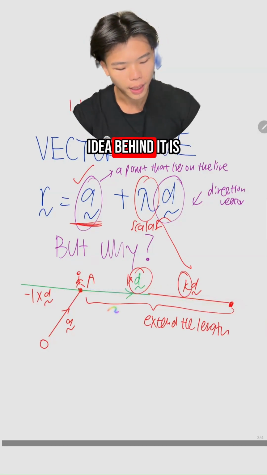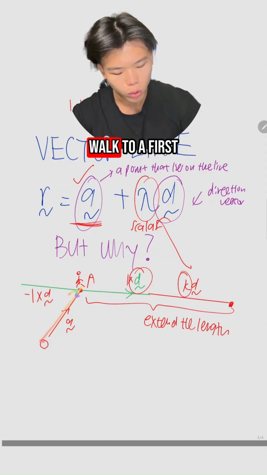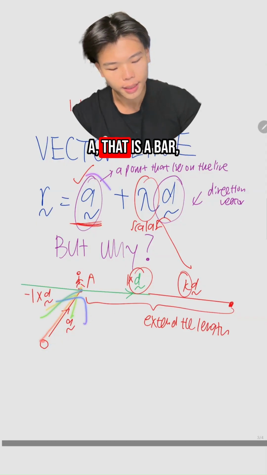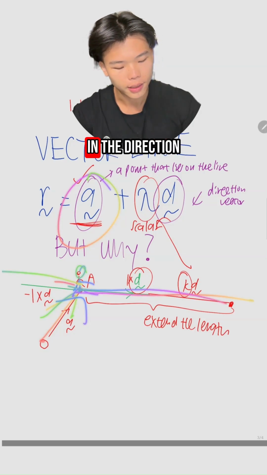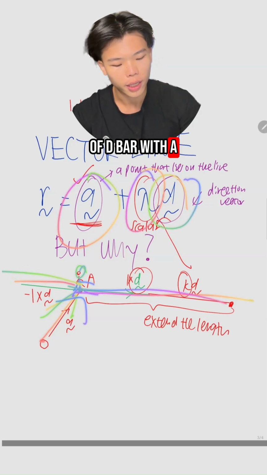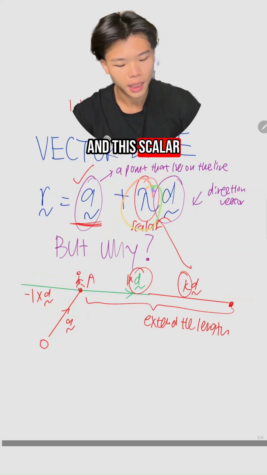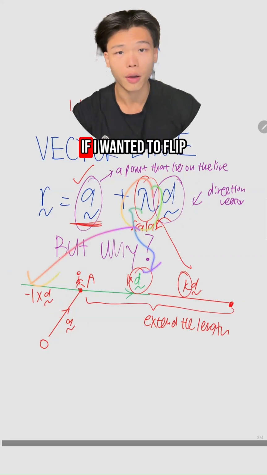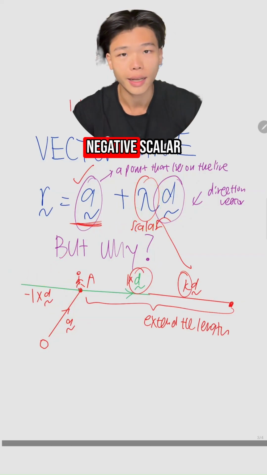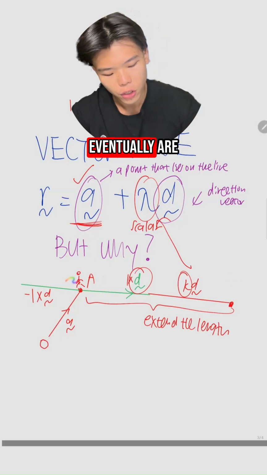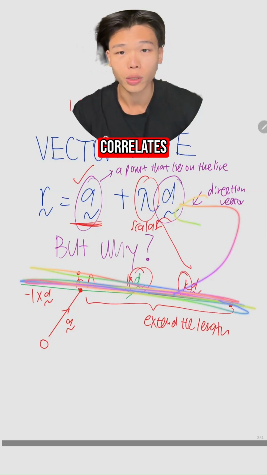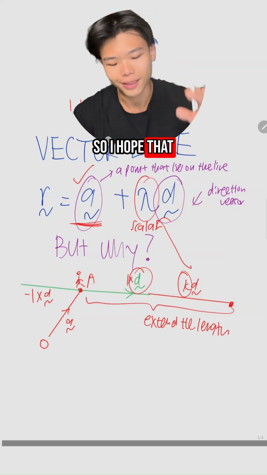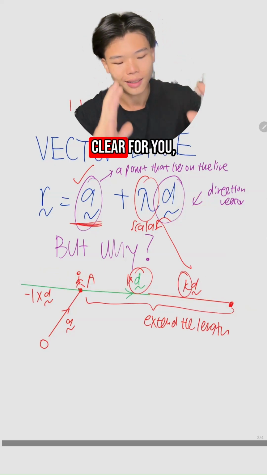So the whole idea behind it is that from O, I can walk to A first. When I walk to A, that is A bar. And then from A here, I can walk forward or backwards in the direction of D bar with a scalar multiple. And this scalar multiple can be positive or negative. If I want to flip the direction, I'll just put a negative scalar over there. And that's how we eventually are able to walk anywhere along this line, which correlates to the vector equation of the line. So I hope that this explanation makes things clear for you.